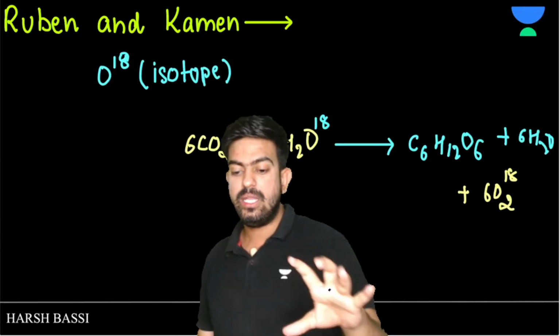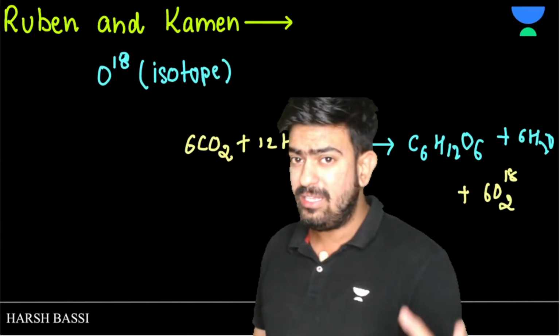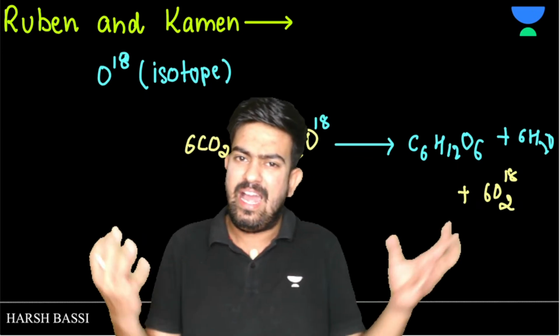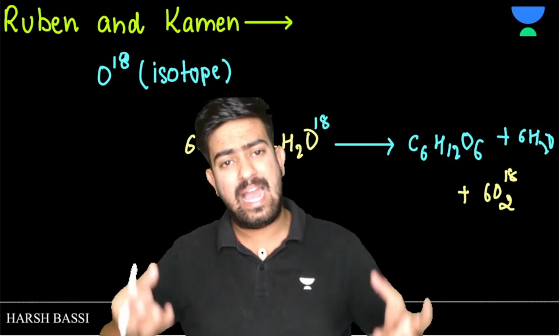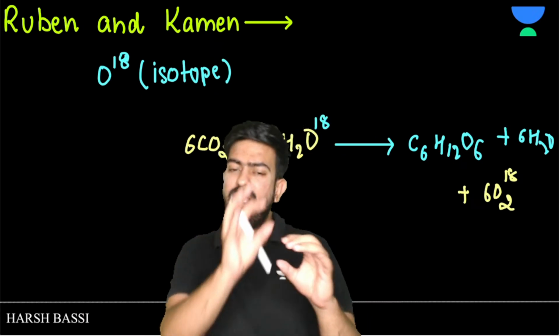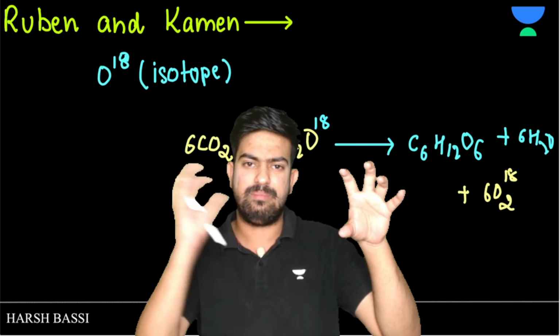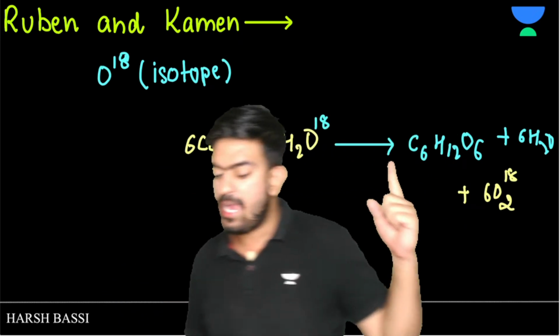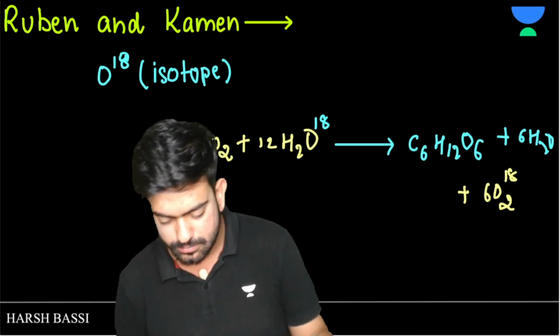Clear? Okay. Next we have Ruben and Kamen, the high-five persons. They took an isotope of oxygen, O18, and in this way proved that the oxygen coming out is not from carbon dioxide, but from water. Clear to everyone?